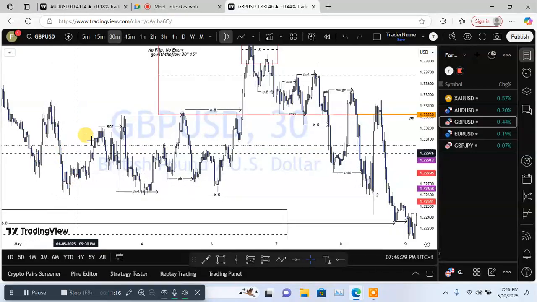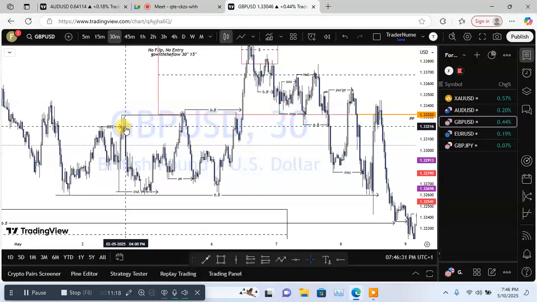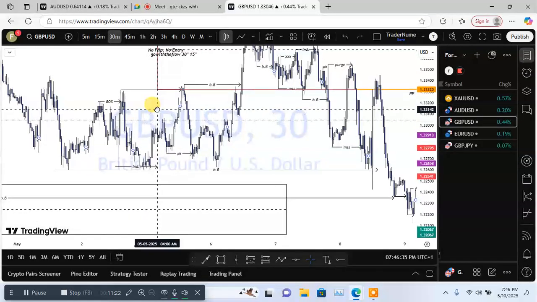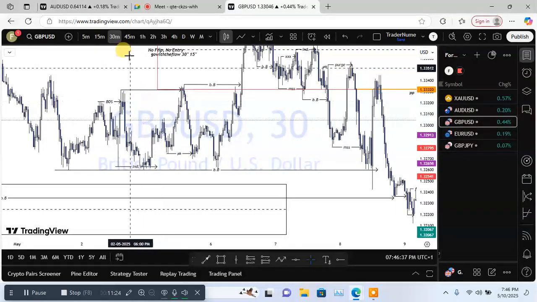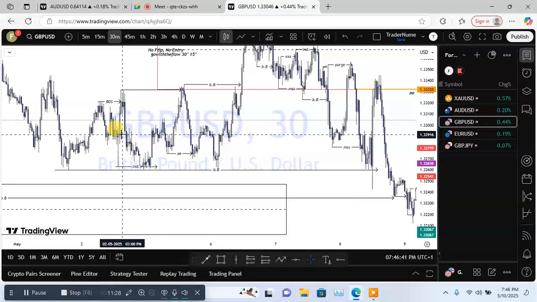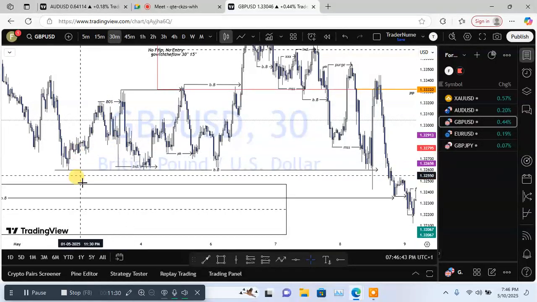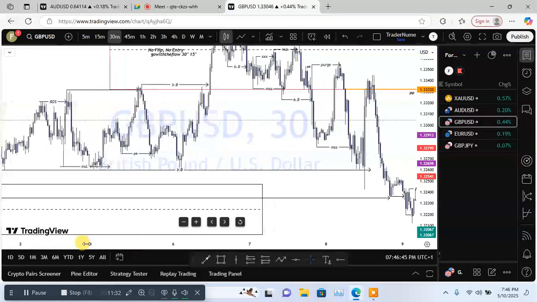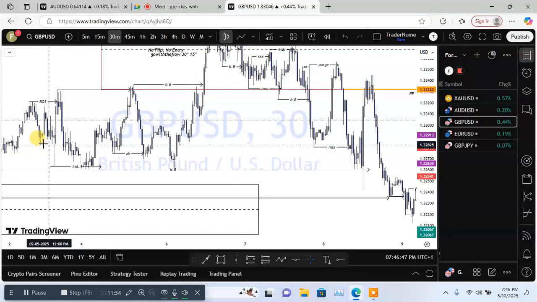Now you see how market broke structure. So when market broke this structure here, then this zone here, the last bearish zone at the lower time frame, would be your demand zone. Let me show you how to locate it.